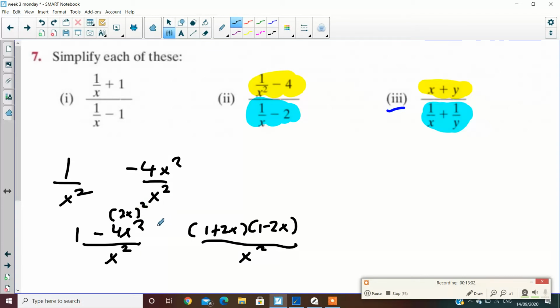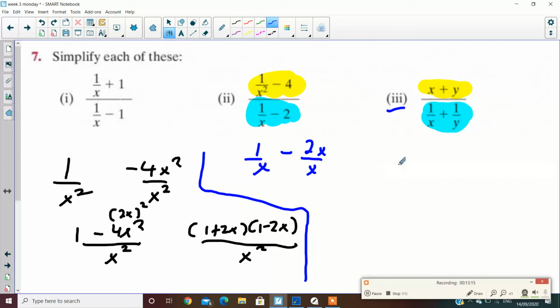Okay. On the bottom, which is the blue section, so that's the yellow section done. The bottom, which is the blue section, is very easy. 1 over x, take away 2x over x. Simply going to be 1 minus 2x over x. Now, it's my yellow. Oh, sorry, that's blue. It's my yellow answer divided by my blue answer.